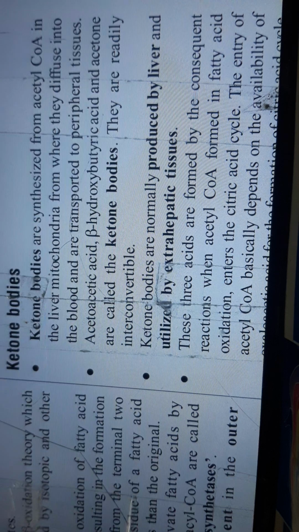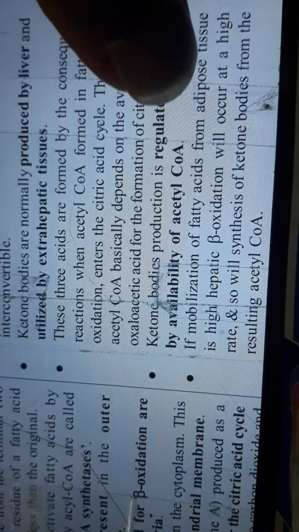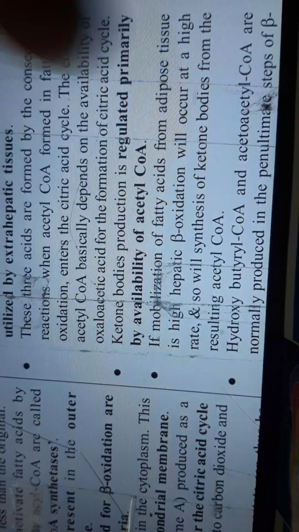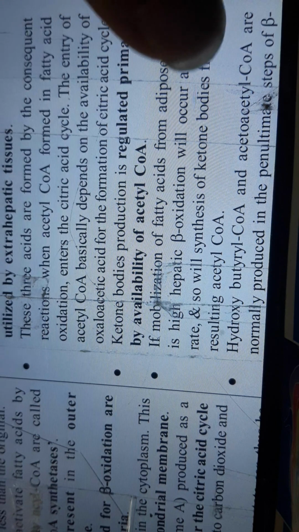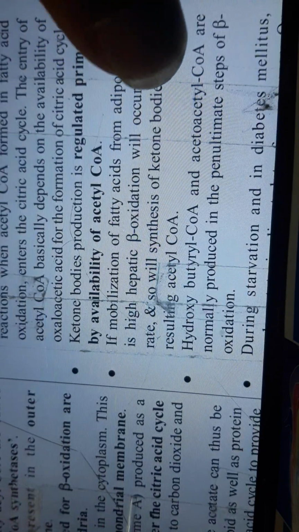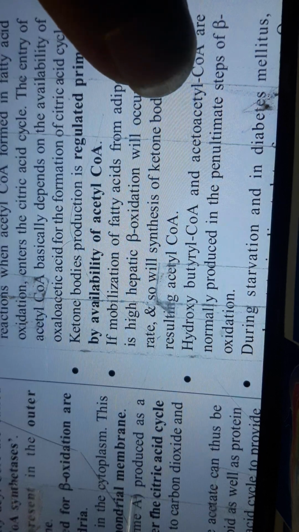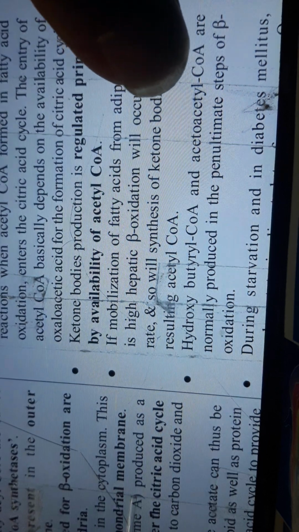Ketone bodies are synthesized from acetyl-CoA in the liver mitochondria, from where they diffuse into the blood and are transported to peripheral tissues. Acetoacetic acid, beta-hydroxybutyric acid, and acetone are called the ketone bodies. They are readily interconvertible. Ketone bodies are normally produced by the liver and utilized by extrahepatic tissues. These three are formed when acetyl-CoA formed in fatty acid oxidation enters the citric acid cycle. The entry of acetyl-CoA basically depends on the availability of oxaloacetic acid for the formation of citric acid. Ketone body production is regulated primarily by availability of acetyl-CoA.